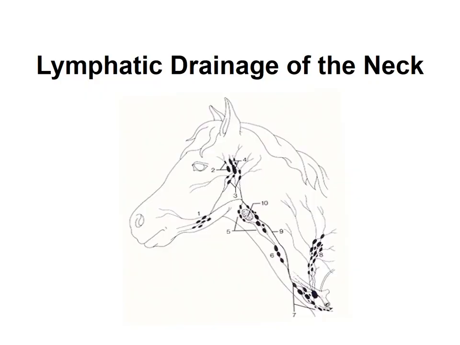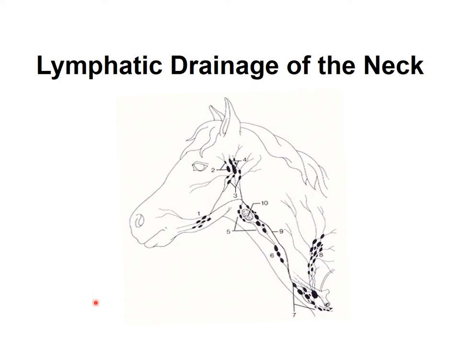So for the neck, we have a cranial deep cervical lymph center, a middle deep cervical lymph center, and a caudal deep cervical lymph center. Number 5, number 6, and number 7. In addition to those, we have one superficial cervical lymph center, and that is number 8. So, three deep cervical lymph centers, cranial, middle, and caudal, and then one superficial cervical lymph center.